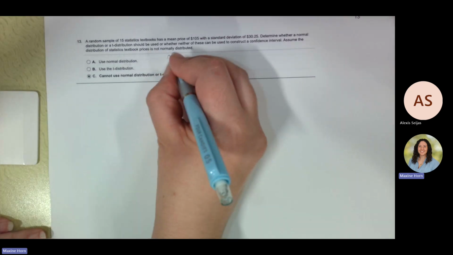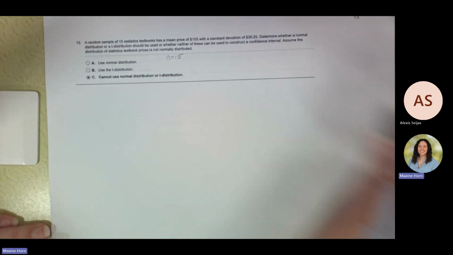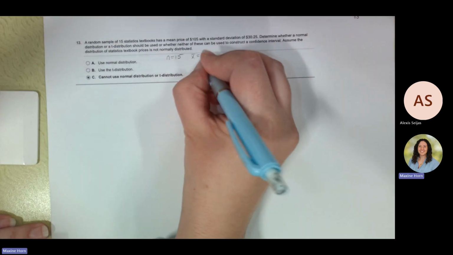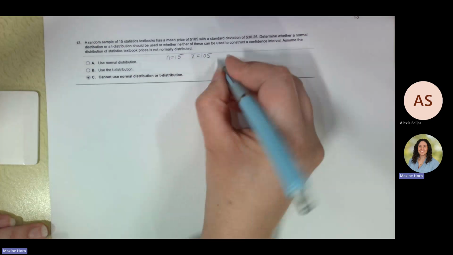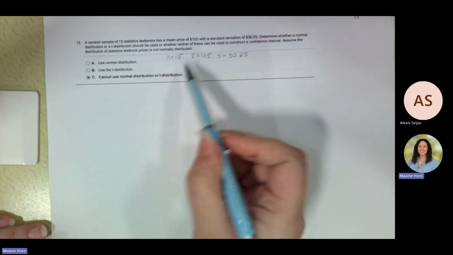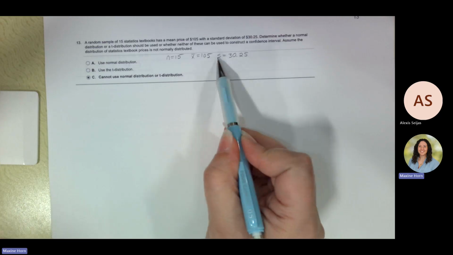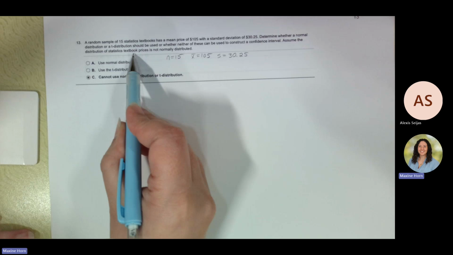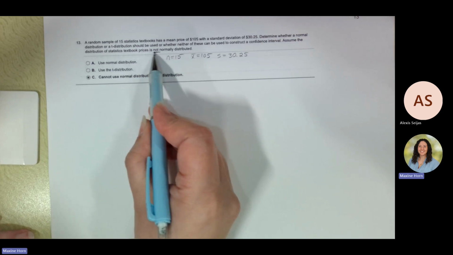Okay. All right, a random sample of 15 statistics textbooks has a mean price of 105 with a standard deviation of 30.25. Okay, so it was the sample that had that standard deviation, so it's a sample standard deviation. Determine whether a normal or a t distribution should be used or whether neither can be used. Assume the distribution of statistics textbook prices is not normally distributed.